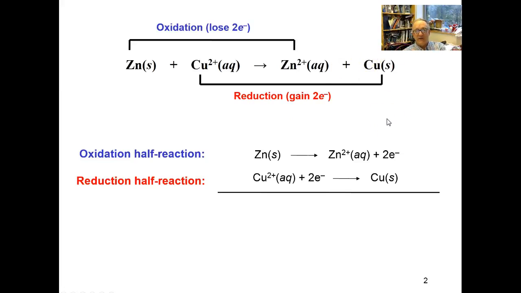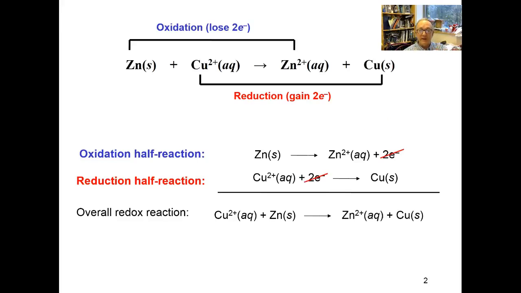So we got 2 electrons in the zinc reaction there on the product side, 2 electrons in the copper half reaction that's on the reactant side. So they're going to cancel out. And so we add everything together, and the overall redox reaction is what we saw up the top, except I've reversed the order of them. Copper 2 plus aqueous plus zinc solid makes zinc 2 plus aqueous plus copper solid.